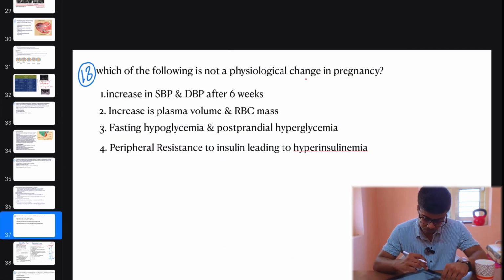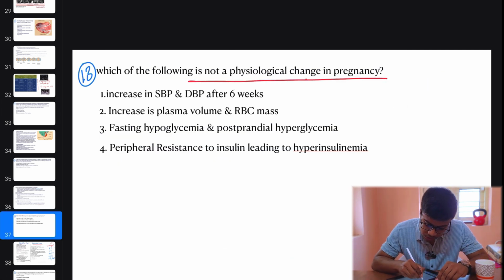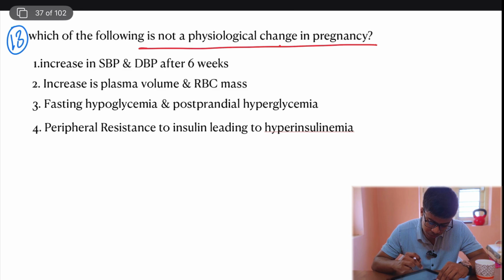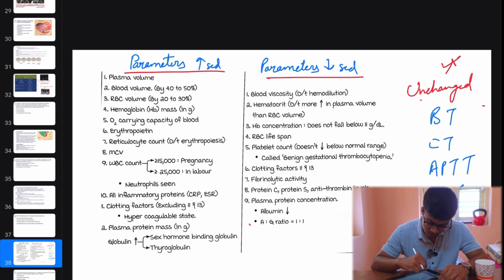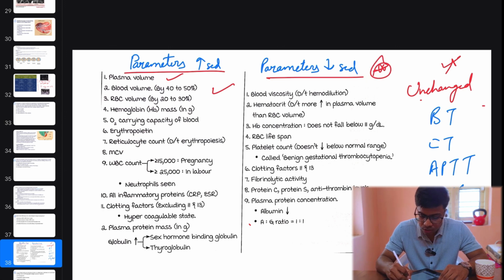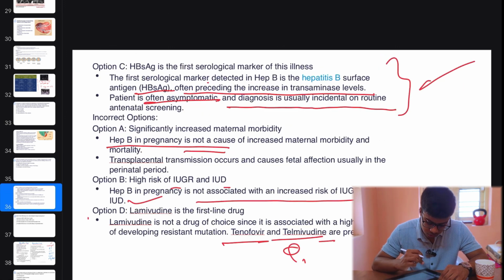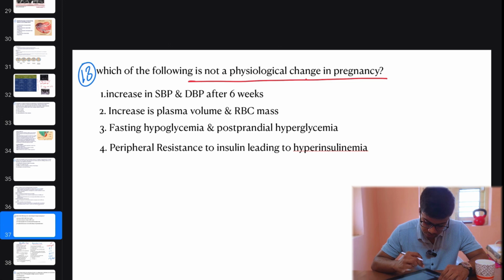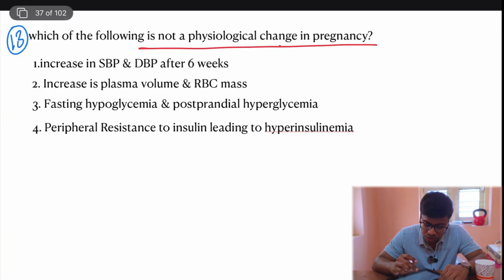So this is done. Now, which of the following is a physiological change in pregnancy? Most of the time they ask about physiological changes in pregnancy. So what occurs in pregnancy? You have to learn this chart. I have given this chart. You have to learn that plasma volume and blood volume increase. After reading this chart, everything will be sorted. If I read out those options or that chart, it will be a waste of time for us. So this one is not a physiological change in pregnancy.